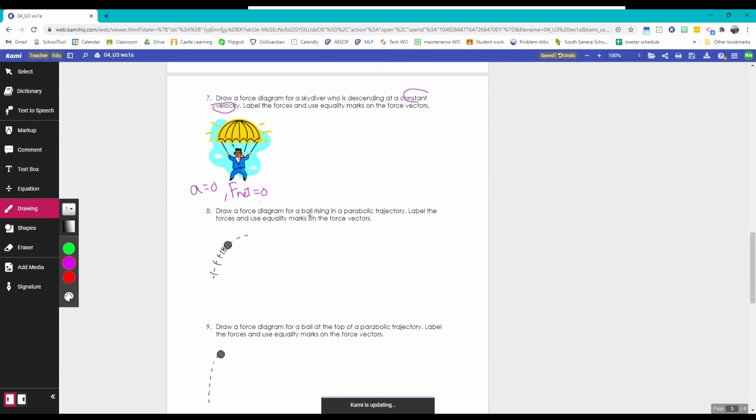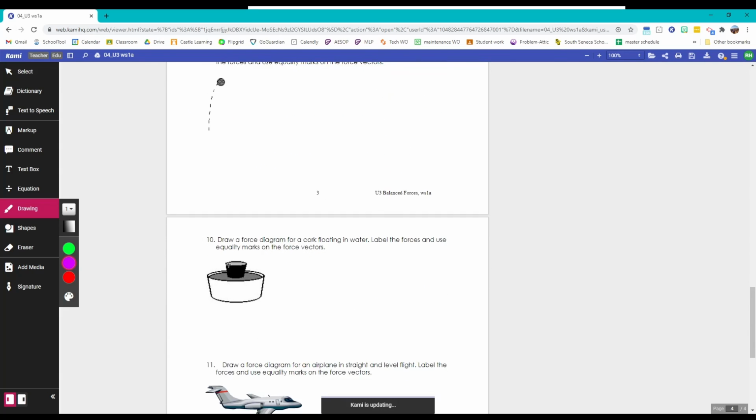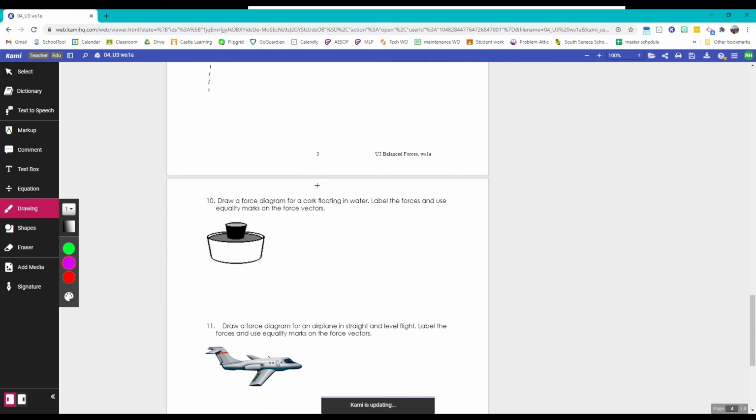Okay, force of a ball rising. Think about what's touching it, what's acting on it. This one and 9 are connected, and hopefully you'll get it. If not, if you're really confused, come talk to me about it. For 10, the cork is floating in water. It's probably just floating there at rest, and we call the floating force the buoyant force, which you can abbreviate with a B.